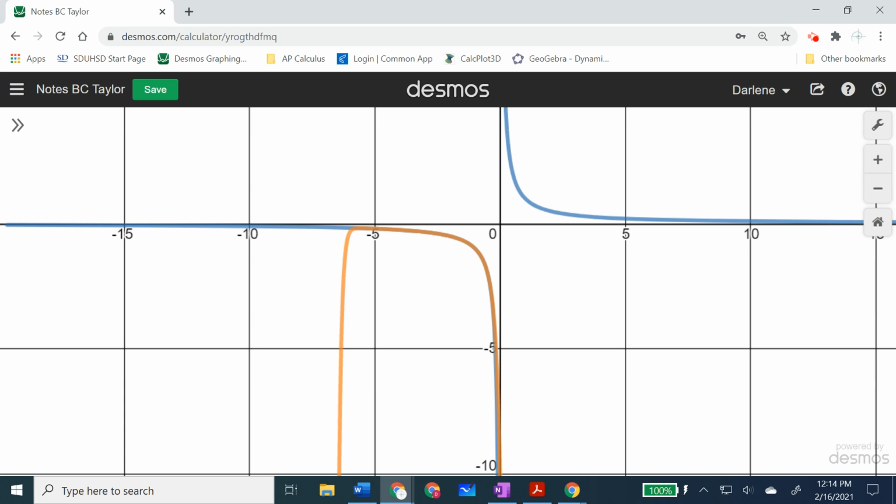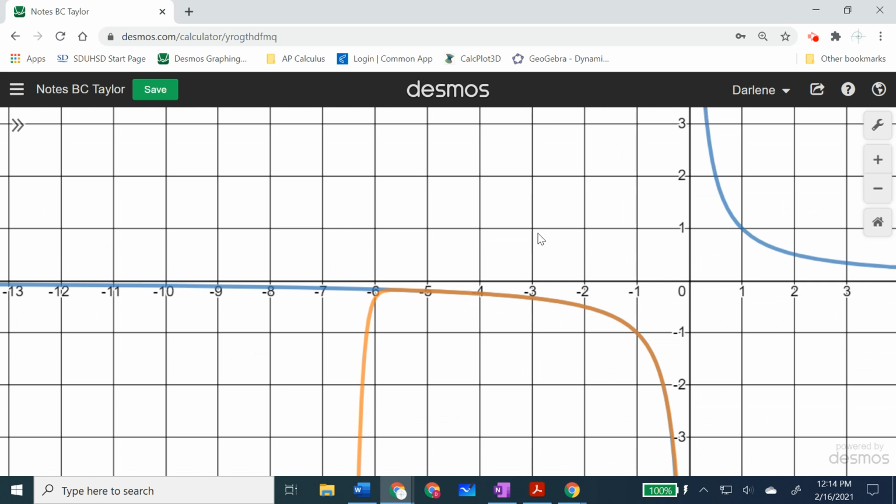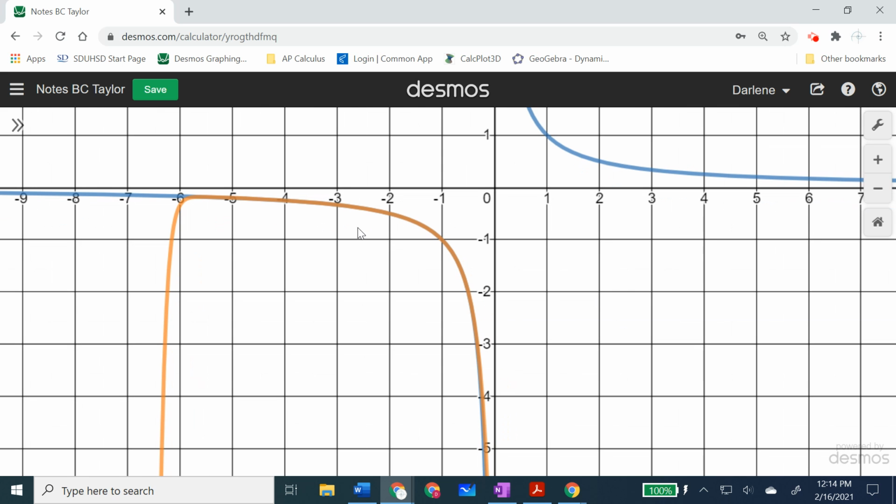But do you see something interesting? The center of the polynomial was 3. The vertical asymptote is 3 units away from that center to the right. If I go back to the center and I look 3 units to the left, what do you find happens 3 units to the left?